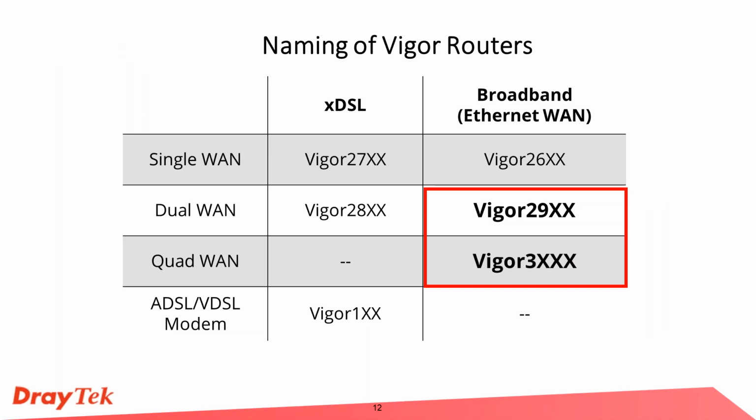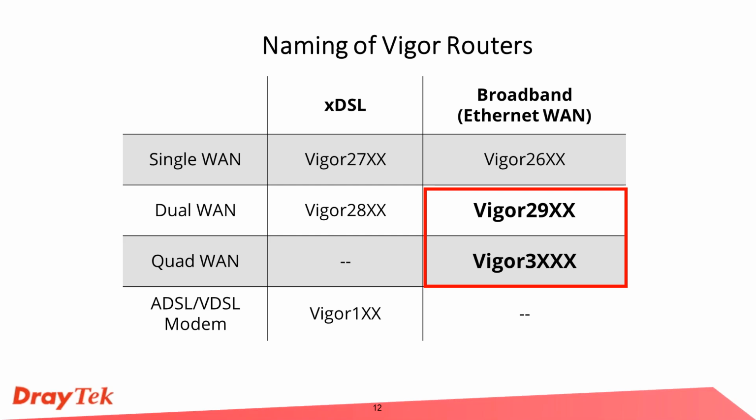Let's look at naming conventions. I've highlighted the 2900 series and the 3000 series routers. They're the ones that have the dual WAN and the quad WAN capabilities. So you can have a fiber coming in, a fiber might be terminated on a termination unit, and it might have Ethernet coming out. You take that Ethernet and you plug it into a DrayTek WAN port, and you've got your internet connectivity using that.